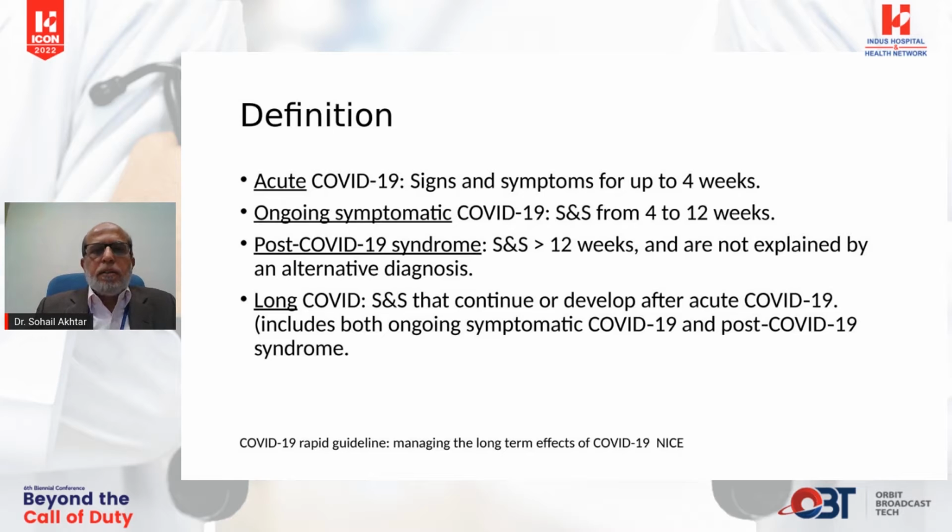So conveniently, the NICE guidelines have divided the different syndromes into acute, which deals with signs and symptoms up to 4 weeks of the onset of symptoms. Then there's ongoing symptomatic COVID, which deals with the signs and symptoms starting from 4 weeks up to 12 weeks. Then there's post COVID-19 syndrome, which is 12 weeks and beyond, which is not explained by an alternative diagnosis. Long COVID is a synonymous word that is used to mention after COVID-19 symptoms, ongoing symptomatic as well as post COVID-19 syndrome.